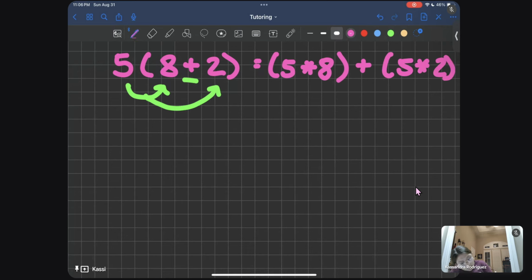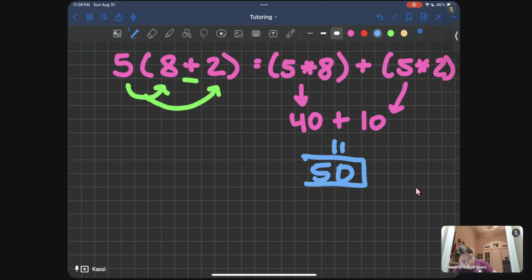So now we're going to break down these numbers and solve them. 5 times 8 would be 40 plus 5 times 2, which would be 10. So our answer here is going to be 50. Good job. Hopefully you matched me on that one.